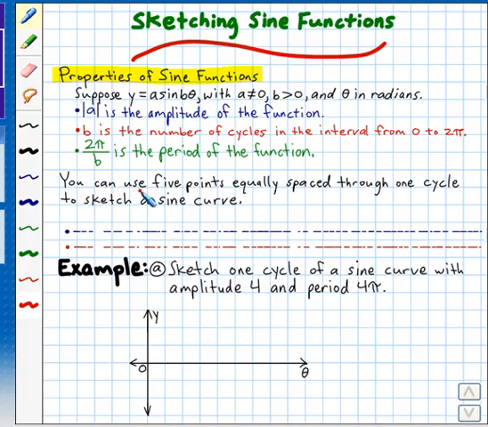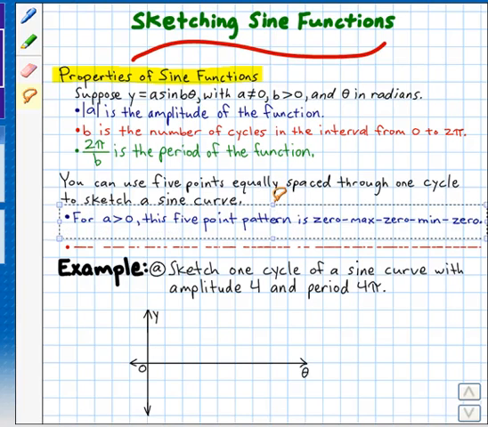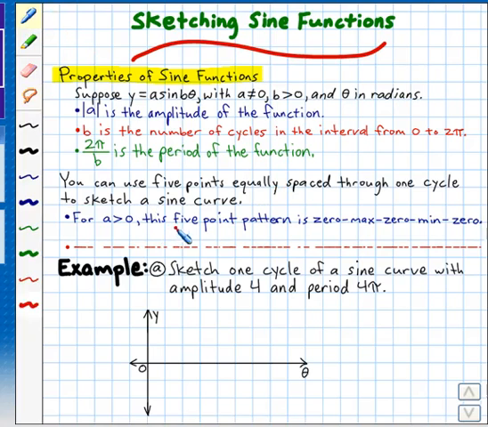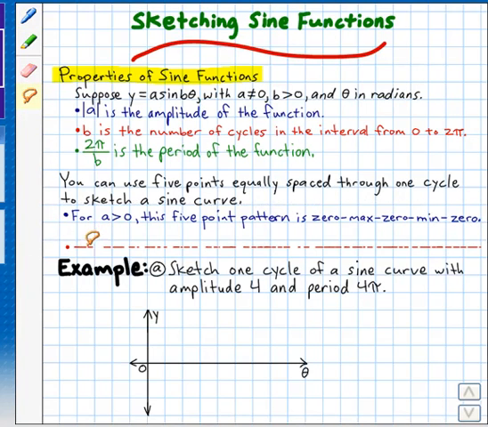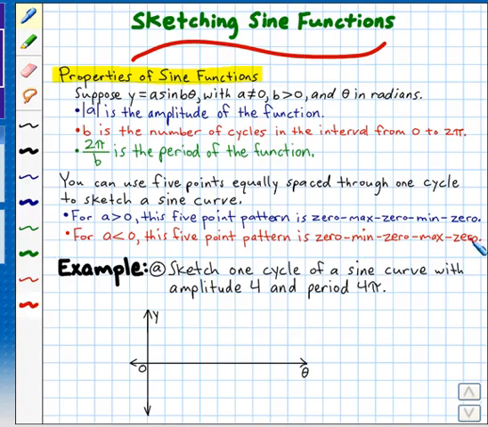Now, we can sketch a sine curve by using 5 points equally spaced through one cycle. And there are two situations we want to be able to handle. For a greater than 0, this 5-point pattern is 0, max, 0, min, 0. And for a less than 0, this pattern is 0, min, 0, max, 0. So let's use this information to work through an example problem together.